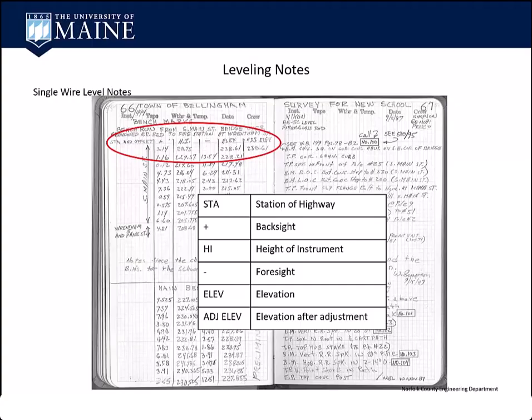This is single wires. And we kept track of station, backside, height of instrument, foresight, elevation, and then there's a column here for elevation after adjustment. They carried elevations on this run. Again, however the gentleman, lady you work for who has the license will dictate how the work is done. And if they carry elevations, great, do it.